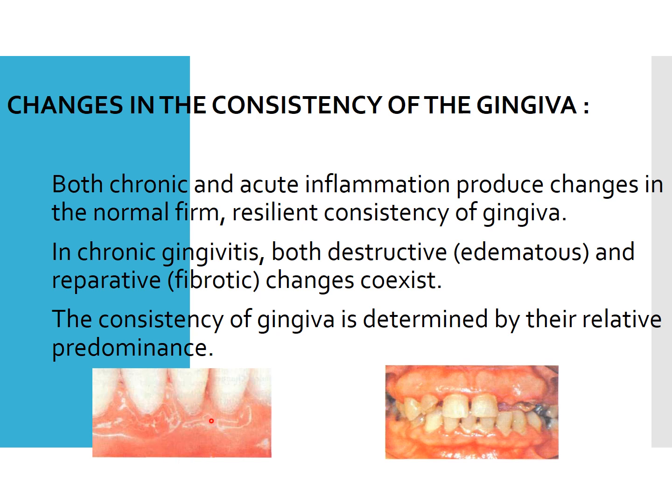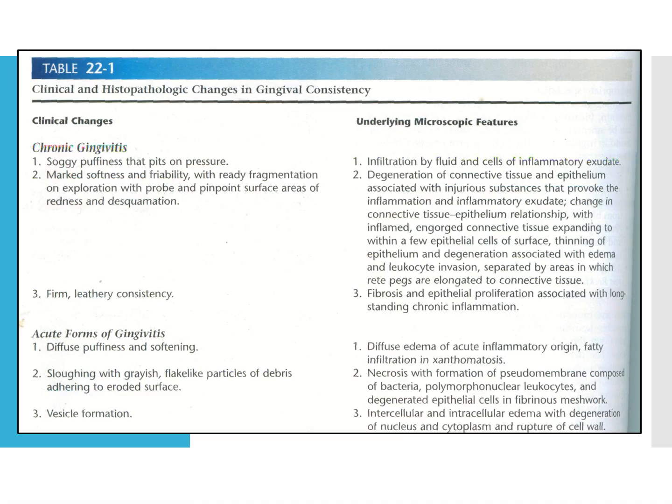But in case of reparative, sometimes there will be reparative changes. So a reparative stage can coexist with that, so that on the outside we can see some amount of thickening, that is fibrotic, but actually the edematous wall will be hidden by the reparative stage. That is what happens when both coexist. So the consistency of gingiva is determined by their relative predominance. These are the clinical and histopathological changes in gingival consistency.